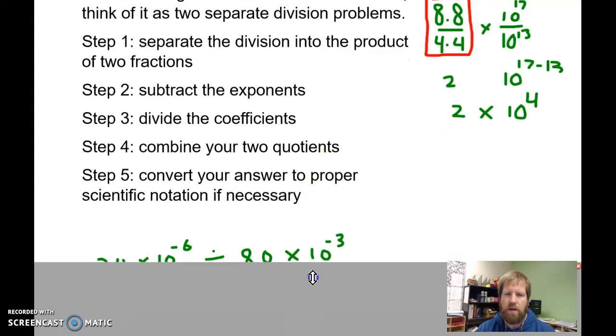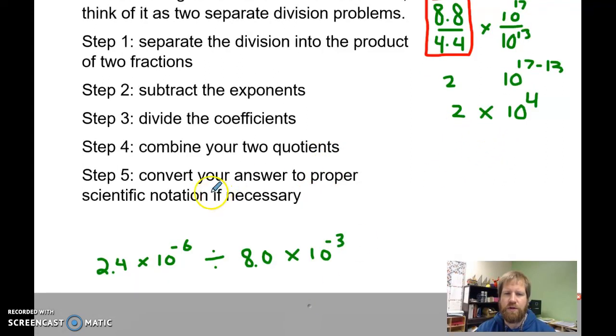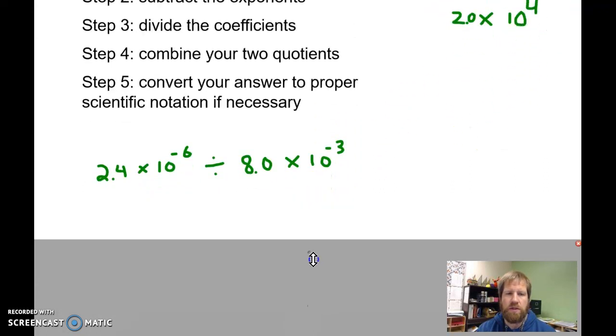And then you might have to convert your answer to proper scientific notation. Okay? In this case, I might just put my 2.0. But sometimes it's not that clean. Sometimes it's a little bit trickier to resolve.